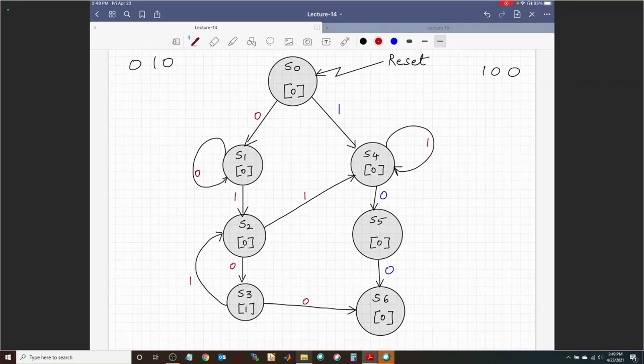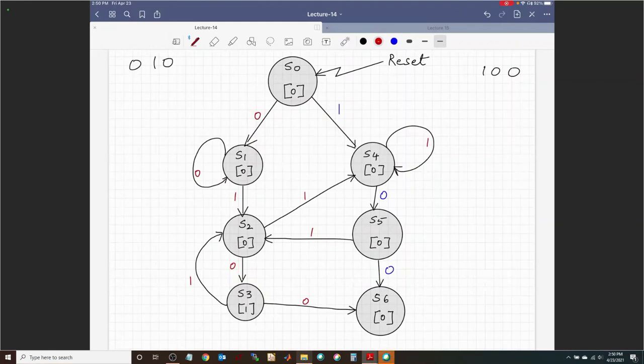S5. From S5, you know what to do when you get a 0. Where do you go if you get a 1 from S5? Go to S2. That's right. Because S5 means the last two inputs were 1 and a 0. And if you get a 1, that essentially means it could be part of the 010 pattern. So you go to the other side. Remember, if you are in S5, you have still not detected 100, right? So there is a way for you to go back to the 010 pattern path. So I'm going back to S2 in that case if I get a 1. Okay, S5 is done. I think the last thing that is left is S6.